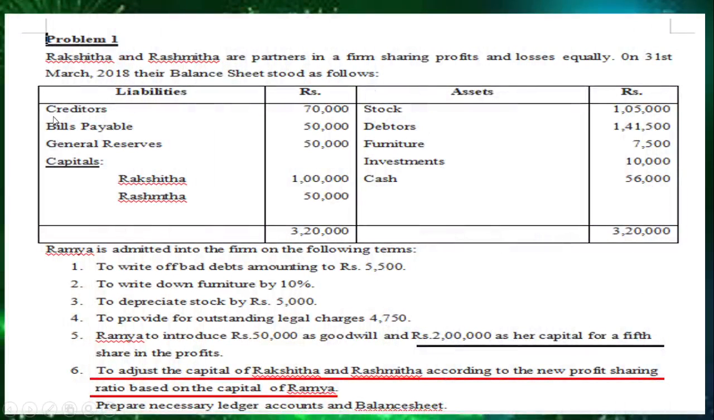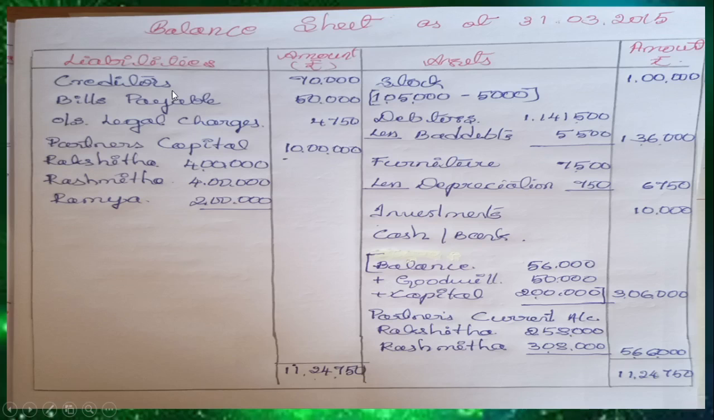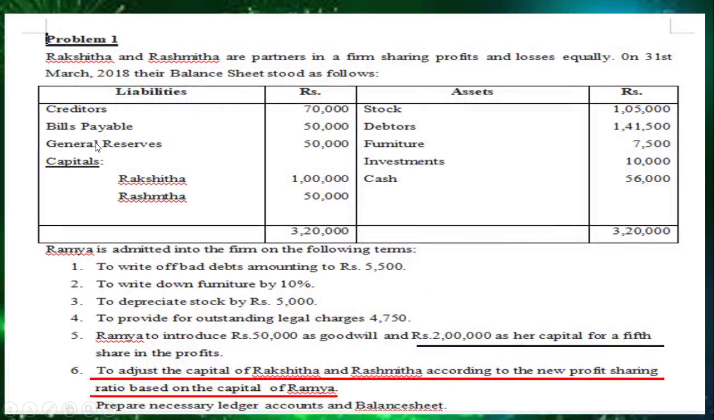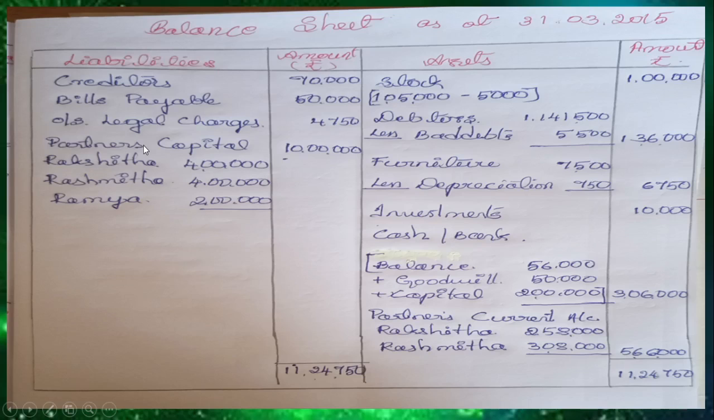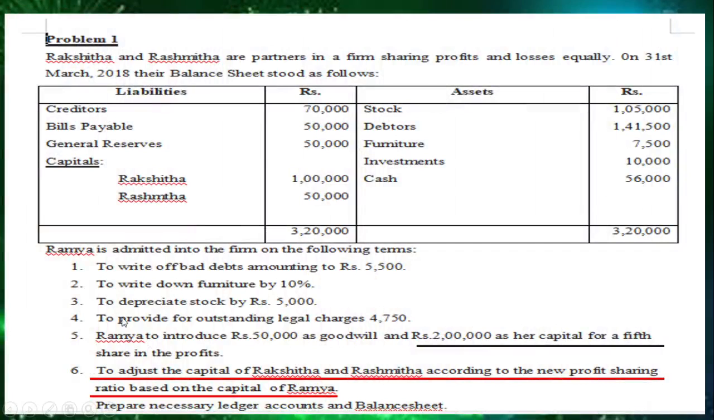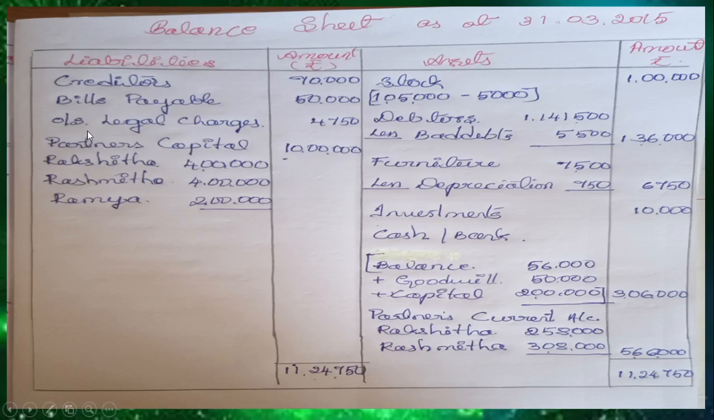After that, see the liabilities side. Creditors worth rupees 70,000, bills payable 50,000. There is no adjustment regarding these, so we keep them as they are, 70,000 and 50,000. General reserves we have already considered in the partners' capital account, so there is no need to carry this to the balance sheet. But in the adjustments, they have given one more thing: outstanding legal charges 4,750 rupees. This represents an additional liability, so we need to provide for these outstanding legal charges of 4,750 rupees.